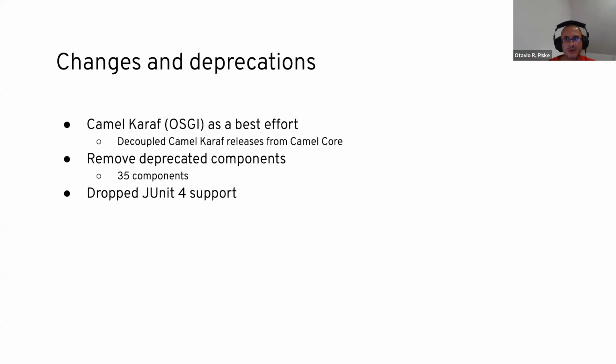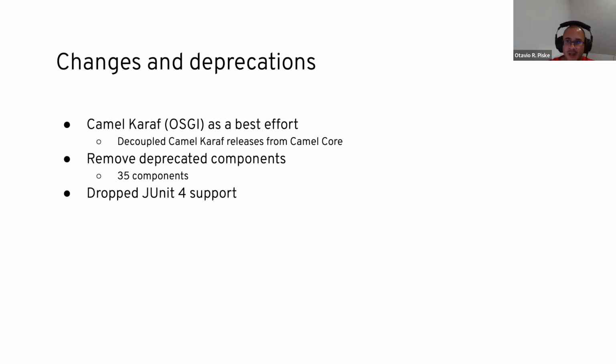So when we analyzed what was happening in all this ecosystem, we identified 35 components that we could either remove or put into some kind of deprecation notice. And with Camel 4, we removed all these 35 components. So this actually resulted in a smaller code base for us to maintain, and it's a helpful item in a large project such as Camel.